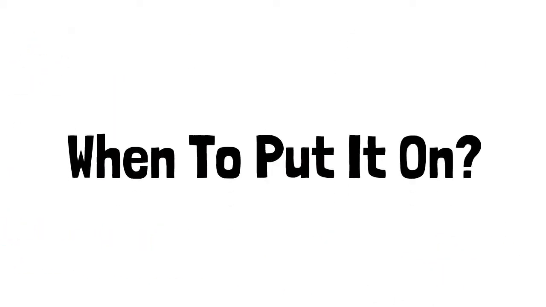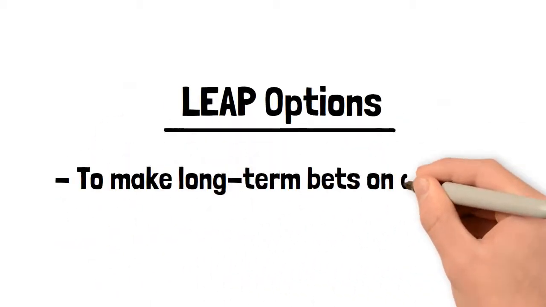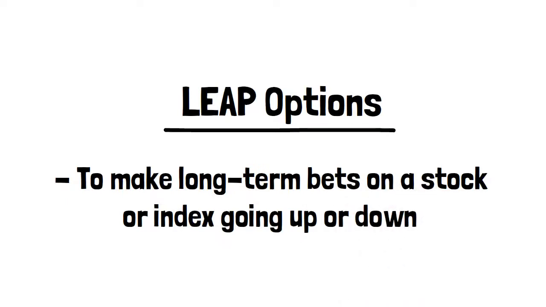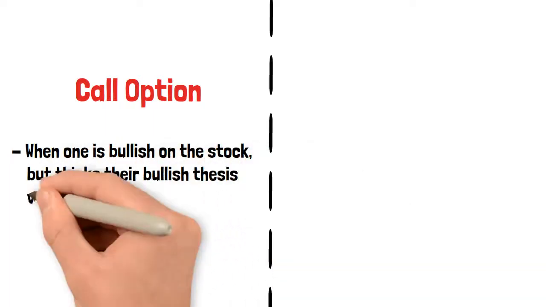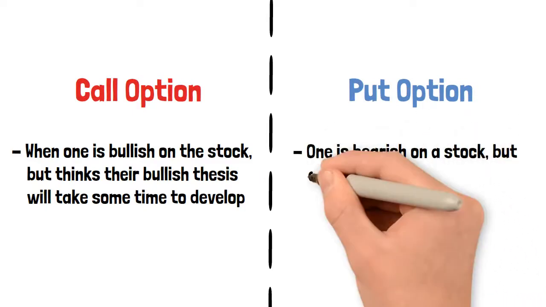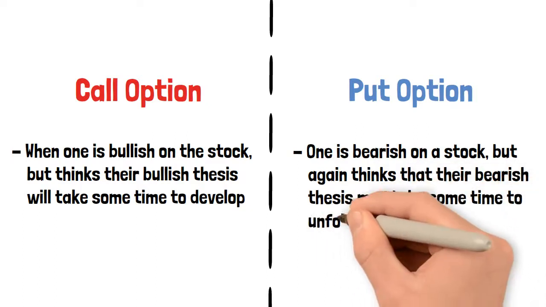When to put it on? LEAP options may be used to make long-term bets on a stock or index going up or down. A call option can be put on when one is bullish on the stock but thinks their bullish thesis will take some time to develop. A put option can be put on if one is bearish on a stock, but again thinks that their bearish thesis may take some time to unfold.